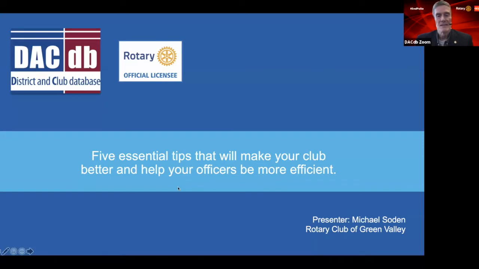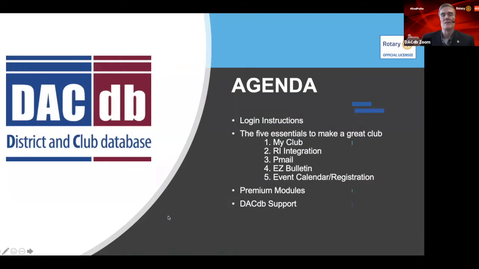And so having said that, let's move on. We're going to move into my next screen. One of the biggest challenges we have is login. I'm not sure what the challenges are, so we're going to cover that initially. But the basic five essentials that I think are important to a club are My Club, ROI integration, P-mail, Easy Bulletin, and event calendar registration. Bear in mind, all of these that I just announced are part of the package that the district pays for you all to have. Then we'll get into a couple of premium modules, and then we'll talk a little bit about DaCdb support.